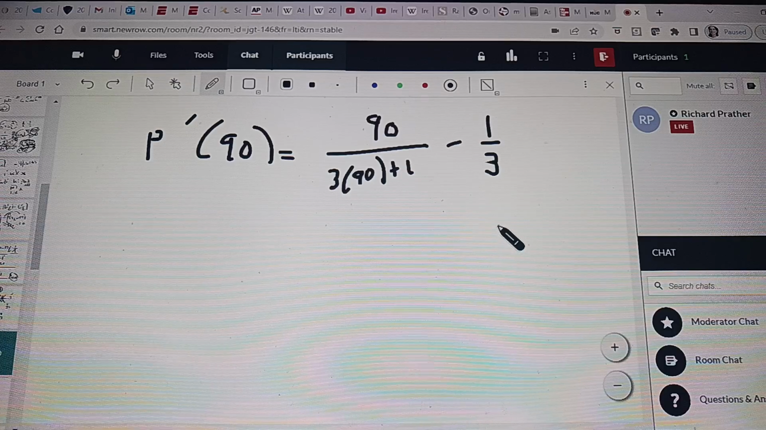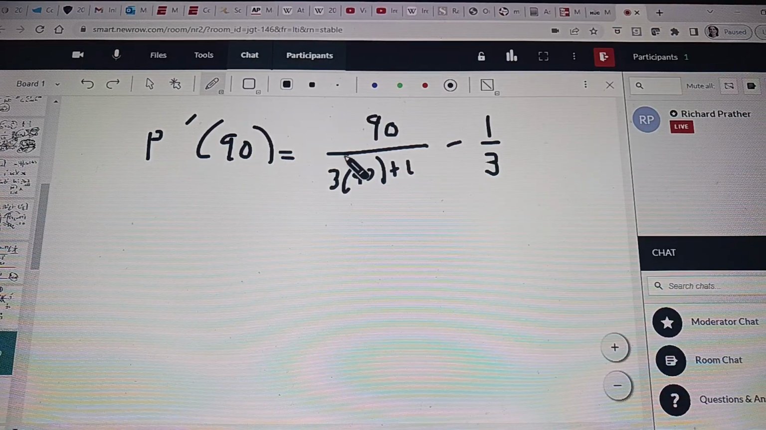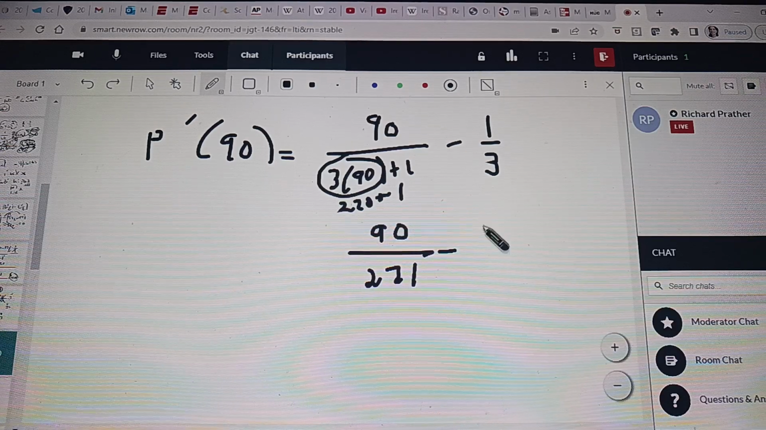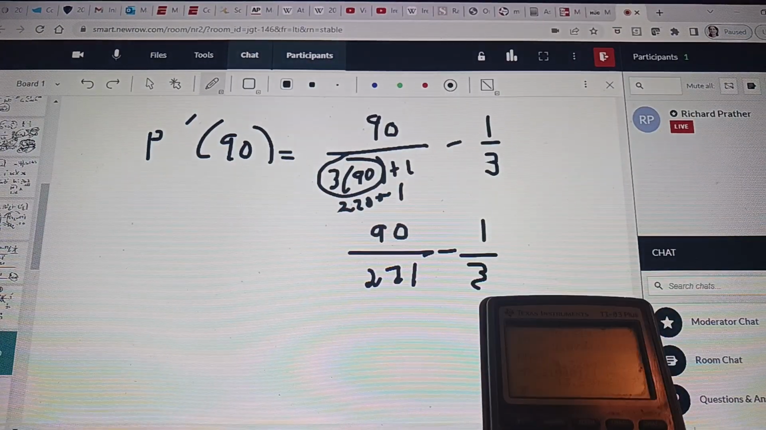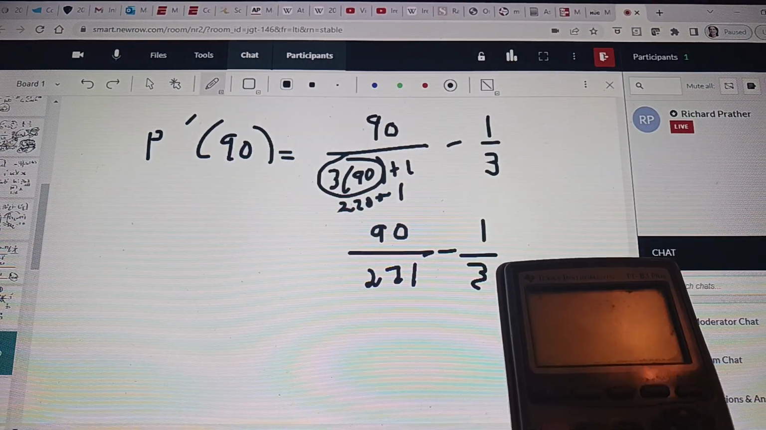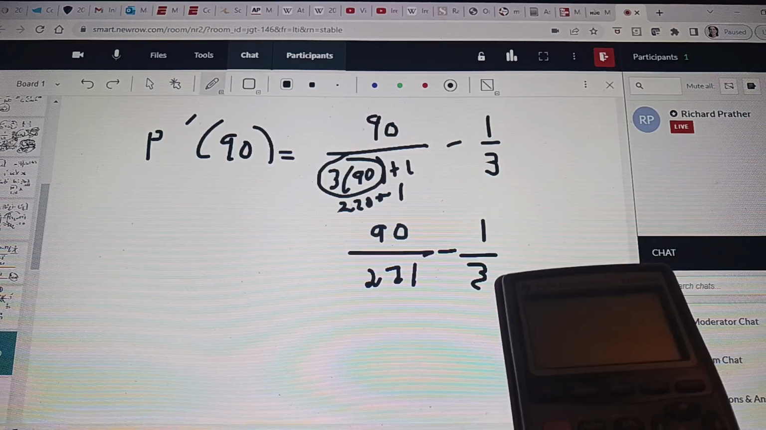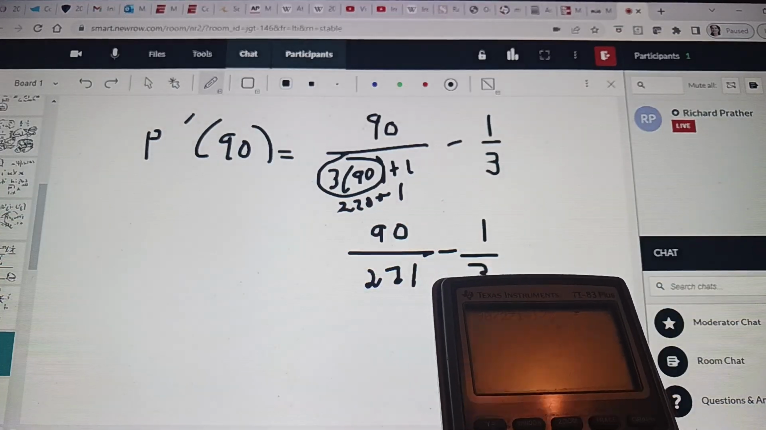And since they said round to the 10th, that's when decimals are okay. This isn't too bad because 90 times 3 is 270, plus 1 is 271. So I have 90 over 271 minus 1 over 3. In a graphing calculator, you can just type that in all together like you'd read it out loud, and I think you can on the other calculator too. 90 divided by 271 minus 1 divided by 3, just like I read it out loud.